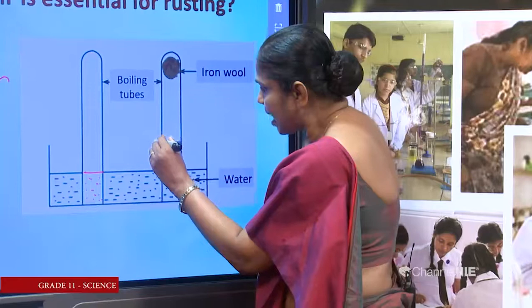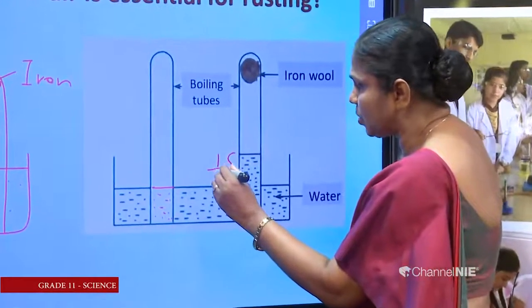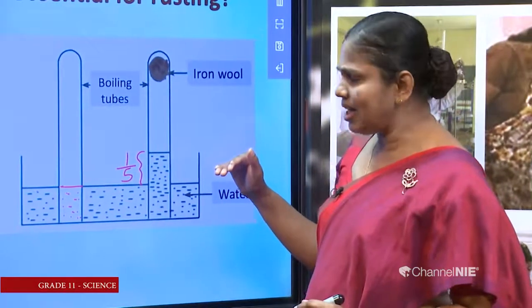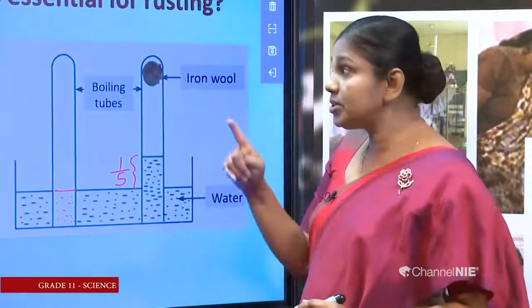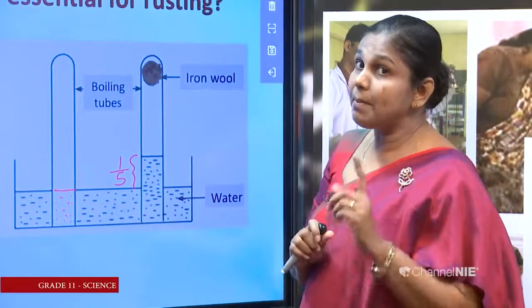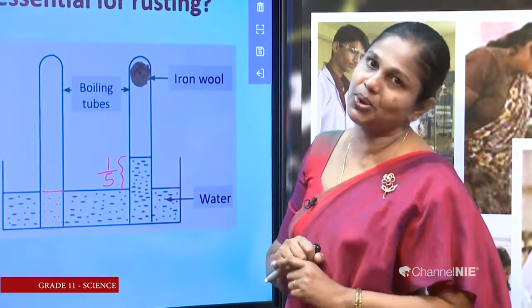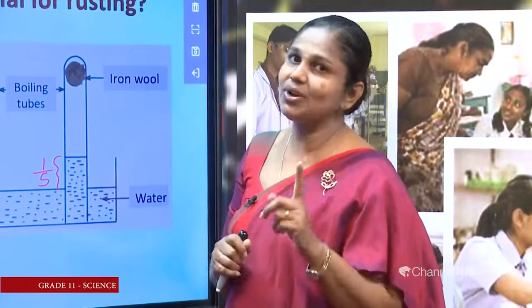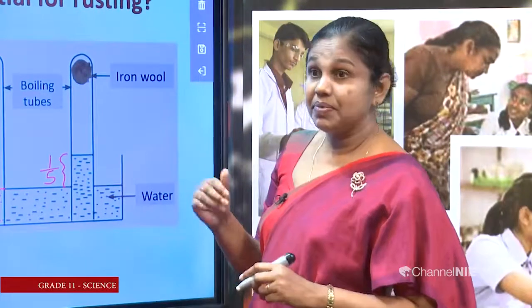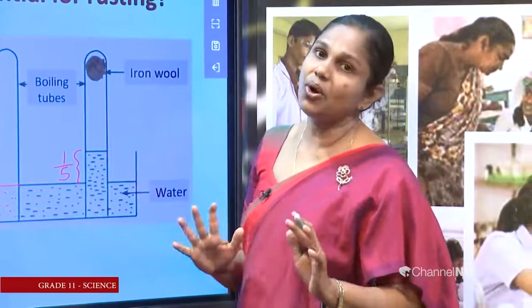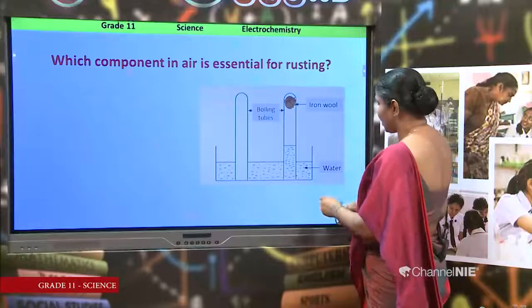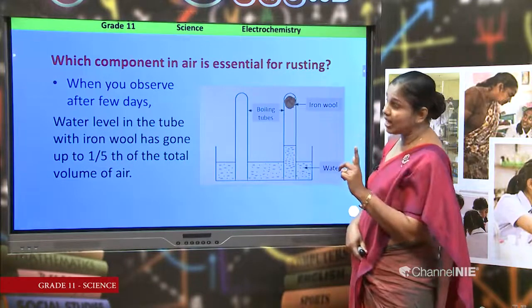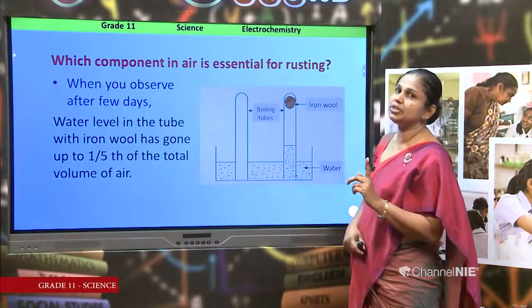Normally, only 1/5 of the total volume of air in this test tube has been used up, children. Then we can get an idea that the gas used for rusting of iron wool is the component having 1/5 of the volume of total air. Which gas has 1/5 of the total volume of normal air? That is oxygen. Because of that, we can decide this particular gas used up for rusting is oxygen. Understood, children? These are the observations that I explained to you, and this is how we decide which gas is really used for rusting.